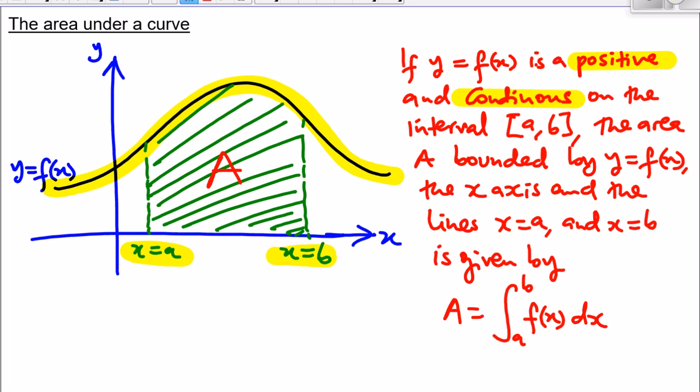will be given by the definite integral of f of x from x is equal to a to x is equal to b. So the area will be given by this definite integral. Okay, so that's the most important thing. It has to be continuous and it has to be positive, and then you just find the definite integral of that function between those two limits.